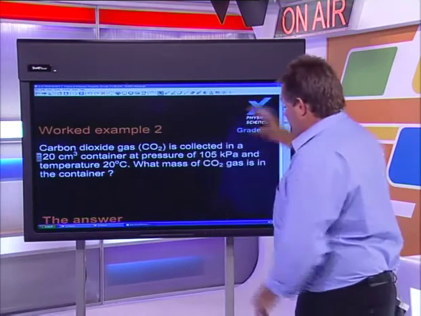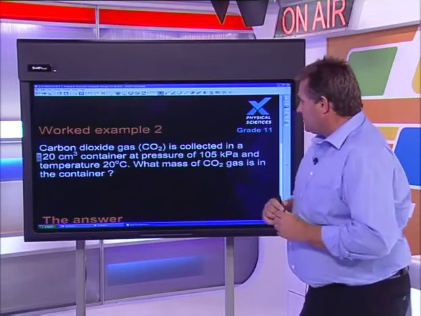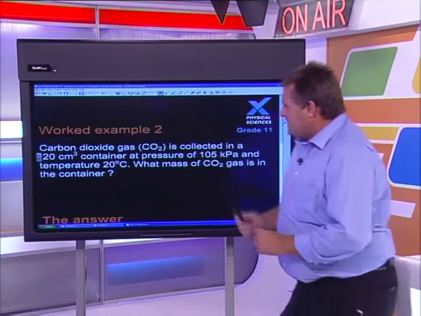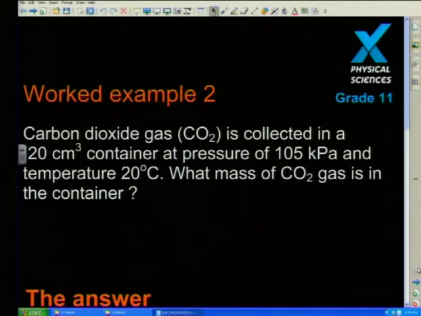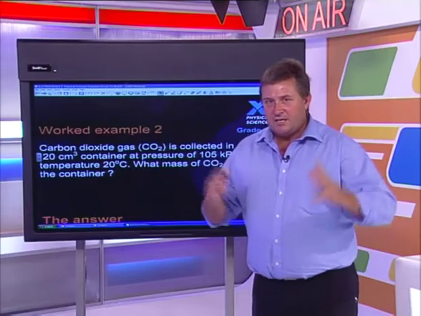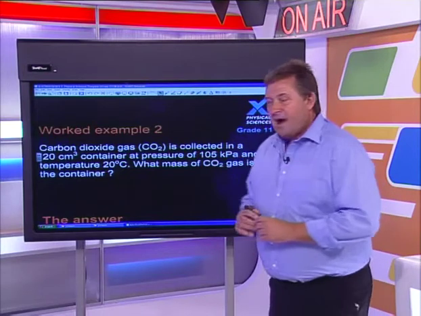Okay, so guys, there it is up on the board. I'll give you a little bit of time to take it down. It says here carbon dioxide gas, remember the formula for carbon dioxide gas is CO2, is collected in a 20 cubic centimeter container at a pressure of 105 kilopascals and at a temperature of 20 degrees Celsius. What they want to know in this question is, what is the mass of carbon dioxide in the container? That's our question, our challenge for tonight, and hope you guys have got that down.